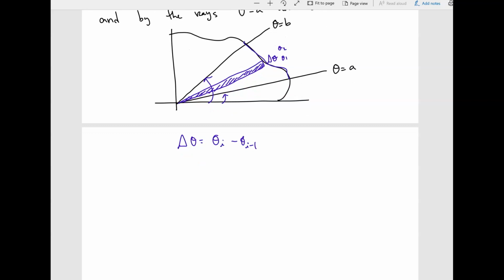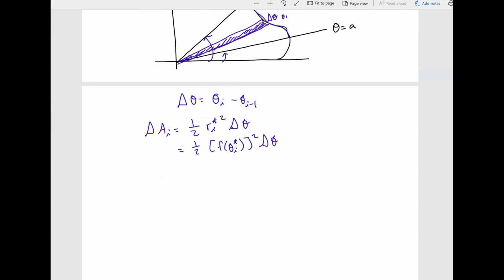That means that the change in the area is going to be the area of the sector, 1/2 r, let's say r i star, which is just the radius of this particular sector, and this whole thing is squared, delta theta. This is going to be equal to 1/2, and we can rewrite r as f of theta i star, squared, delta theta.